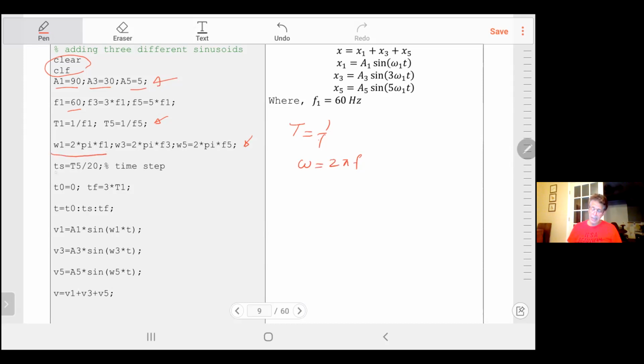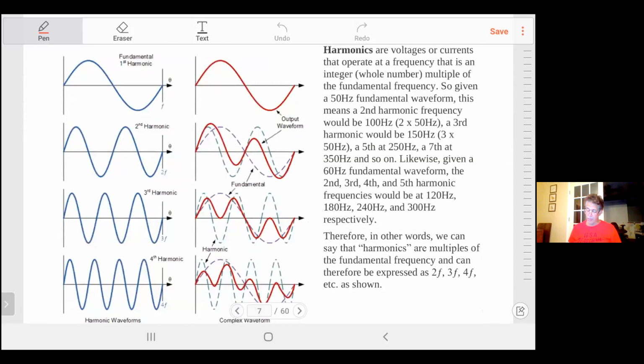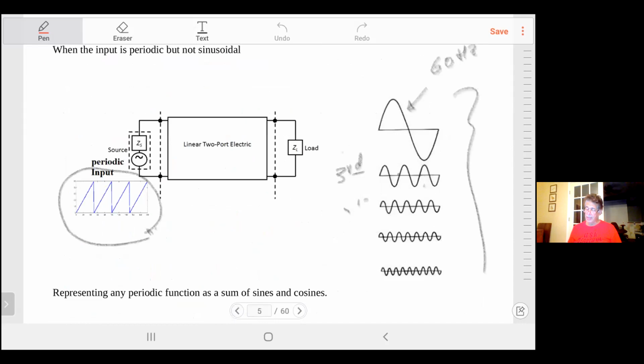All right. Now that's TS, the time step. What does time step mean? When you are doing a simulation using Matlab, the calculation should be done for each time step. So I chose here the time step T5 over 20. Let me tell you why I did that. If you go back to the slide that has the harmonics, the first one, then the third, then the fifth. You observe the time period of the fifth, this one, is the smallest. The fundamental has a big period, and you want to divide it.